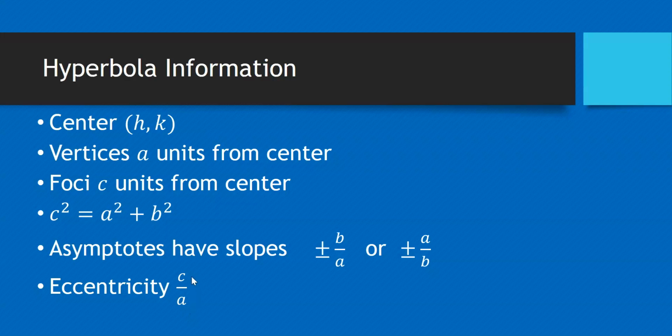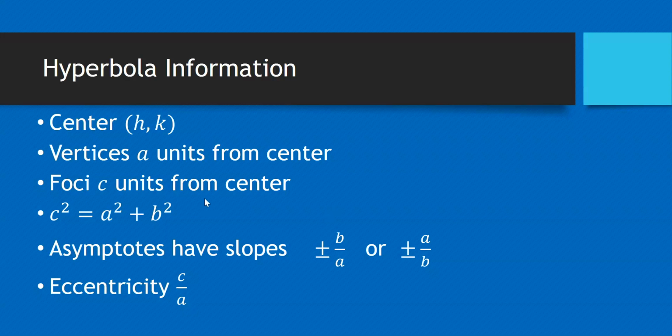Now, by the way, interestingly enough, since a squared plus b squared has to be equal to c squared, c has to be bigger than a with a hyperbola. Because we have a different way to calculate c, c is always going to be bigger than a. So my eccentricity is always going to be bigger than 1.